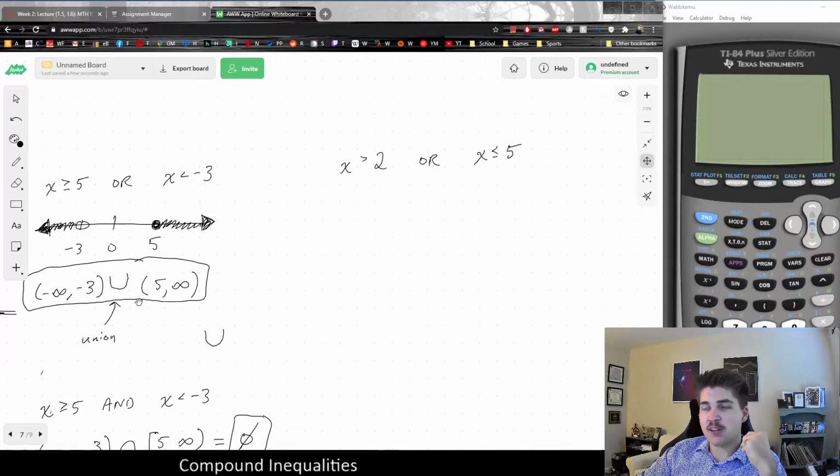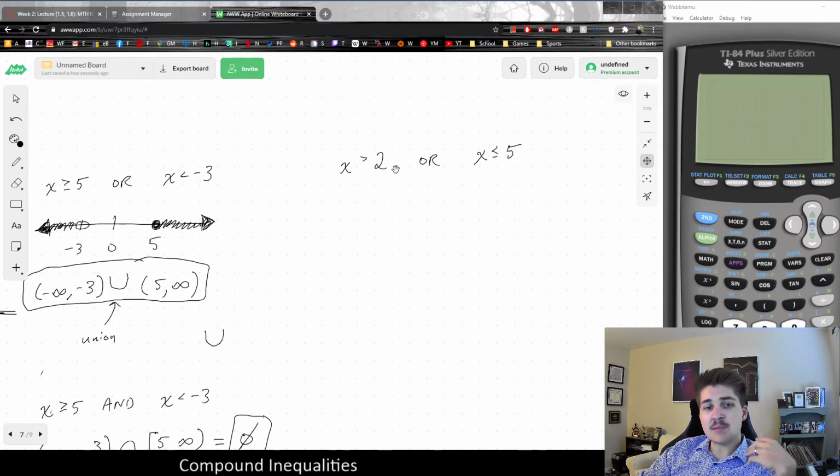Let's do another compound inequality with a slightly different answer. So let's say we had the inequality x is greater than 2 or x is less than or equal to 5, which is sort of similar. The only difference is that these two sets actually have some overlap. And let's just discuss, well, what would happen.